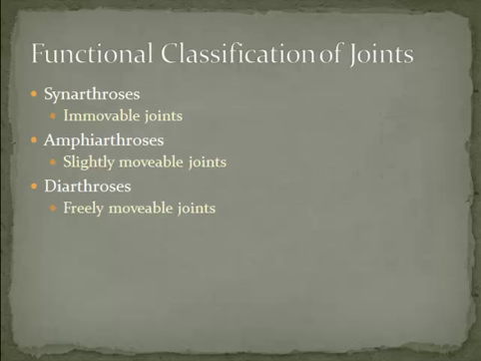We have amphiarthroses. These are slightly movable joints. And then we have diarthroses, and these are freely movable joints. So some joints that fit into diarthroses would be the joints of our limbs. So they are highly movable. And so we go from joints that are highly movable, such as the joints of our limbs, down to non-movable, but then we have some in between.